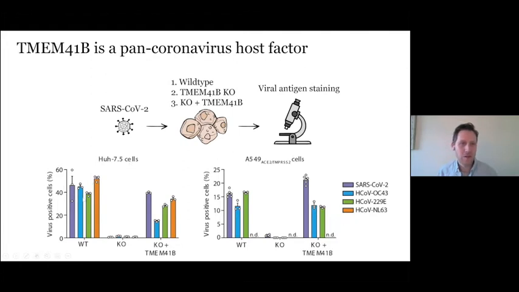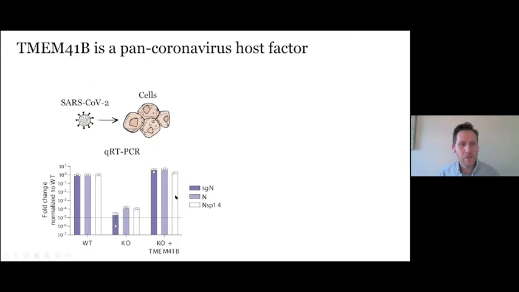And you can see that all viruses infect the wild type cells. In the absence of TMEM41B, there's no infection. And then when you reconstitute TMEM41B, the infection is restored. So the next question is, what part of the life cycle might this be functioning?